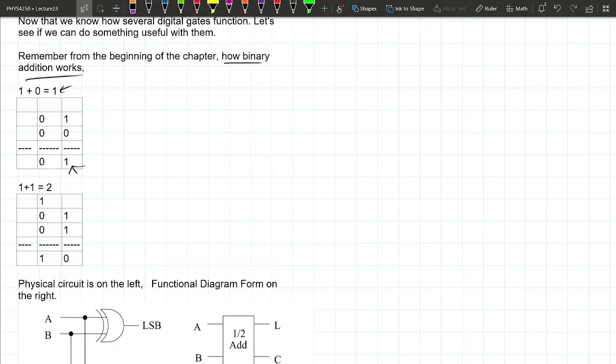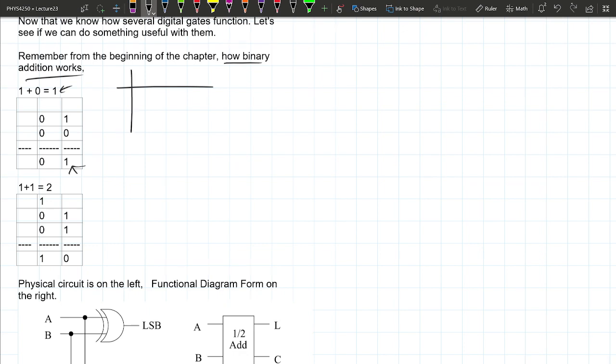Now we're going to think about electronics. You have your inputs here and you have your outputs here. What we're going to do is try to figure out how we can do this with a logic gate instead. So 1 plus 0 should be 1, but also 0 plus 1 should be 1, and 0 plus 0 should be 0. 1 plus 1 is equal to 0. Okay, so I'm going to write this out over here.